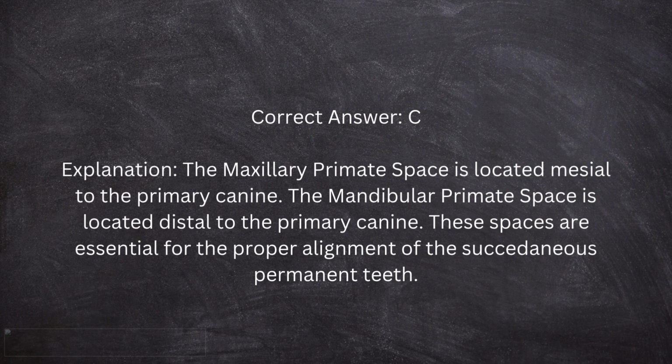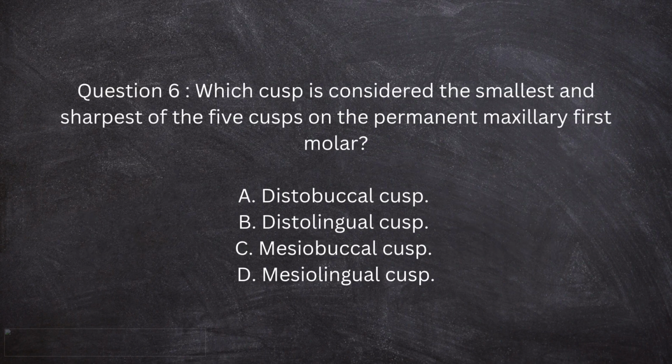Question 6. Which cusp is considered the smallest and sharpest of the 5 cusps on the permanent maxillary first molar? A. Distobuccal cusp. B. Distolingual cusp. C. Mesiobuccal cusp. D. Mesiolingual cusp.